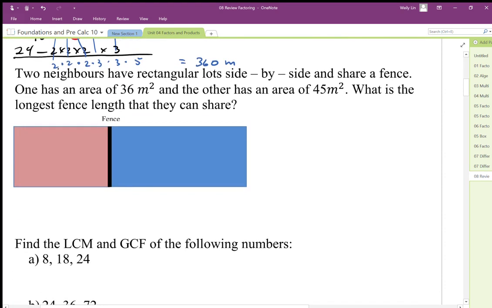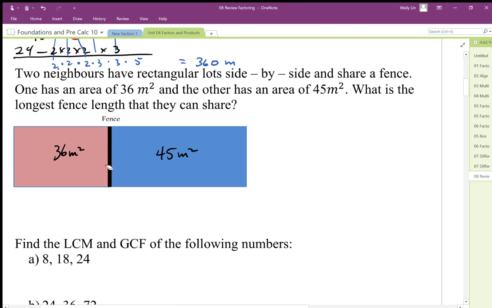Here we have two neighbors. They have rectangular lots. They're side by side and they share a fence. One guy's got an area of 36 meters squared. This guy's got an area of 45 meters squared. And they share a fence, or they share a side length.